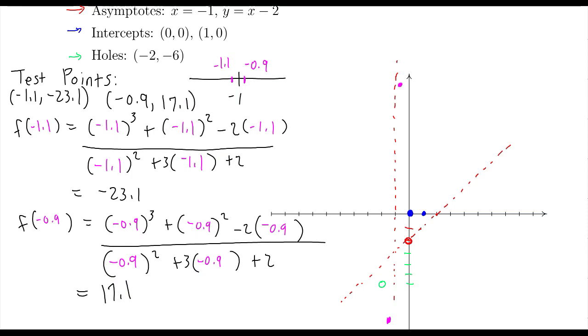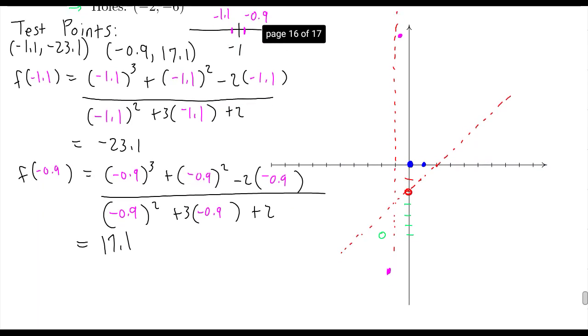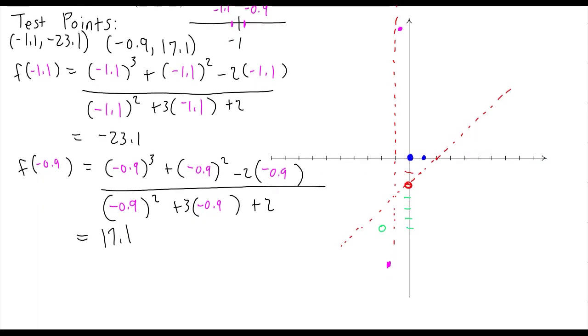Okay, so let's draw our graph. Okay, so we're going to go up and then down. And here we're going to go down through these and then stick along that line. Okay, so there we go. There's our rough sketch of our rational function.